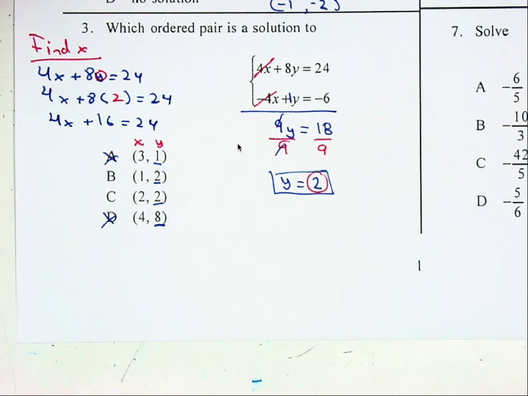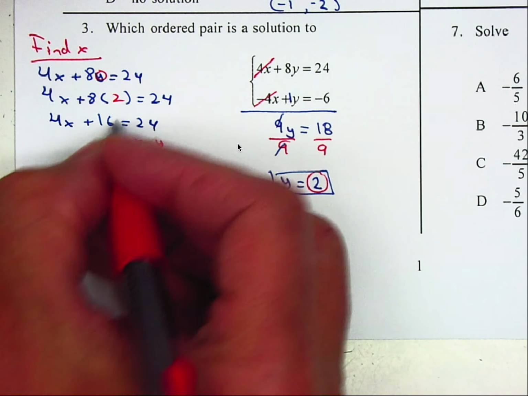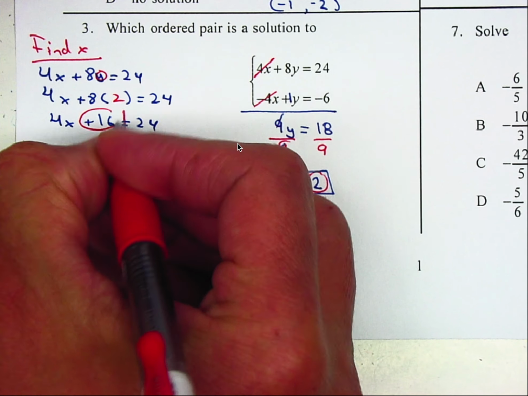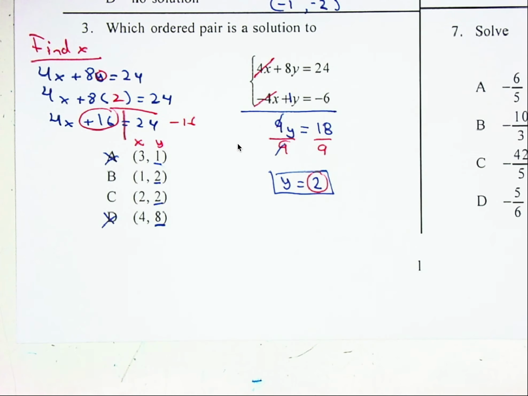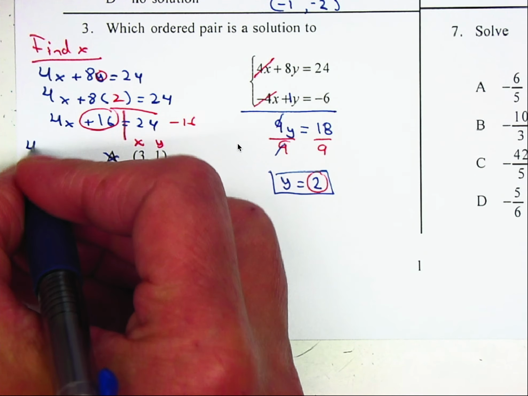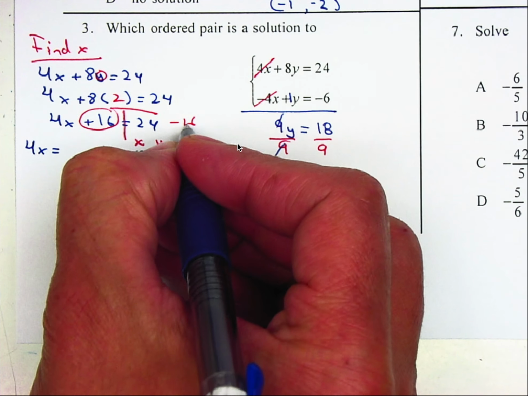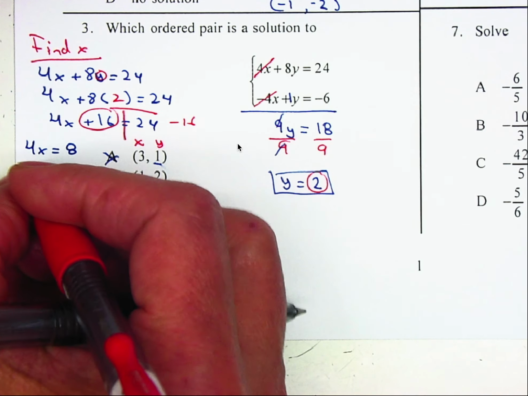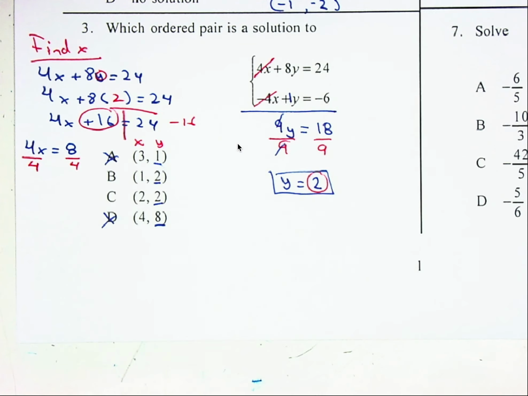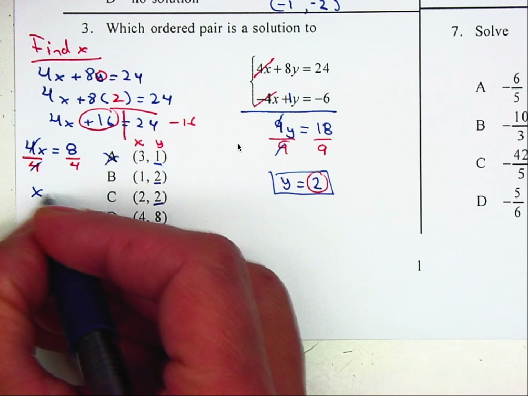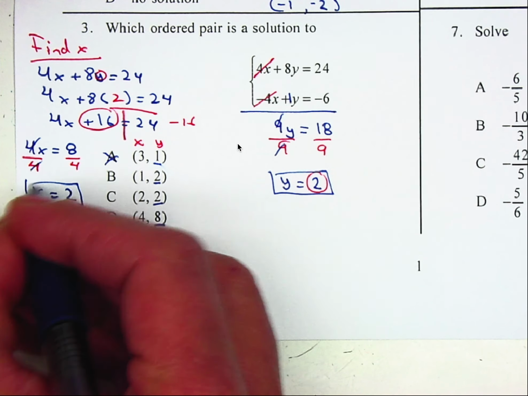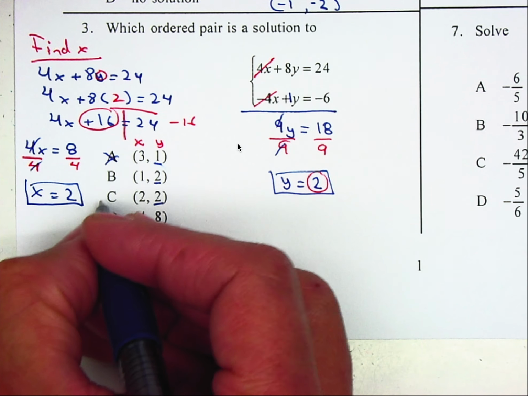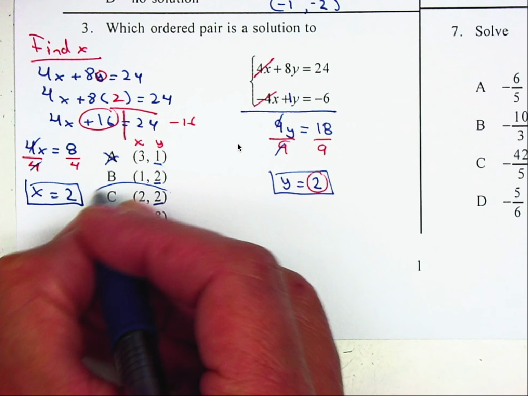And from there, I'm just going to solve. We have a simple equation. Move the 16 to the right, becomes a -16. So therefore, 4x is equal to 24 minus 16 will give me 8. Now I can divide by 4, divide by 4. 4's cancel, x is equal to 2. So therefore, my x value is 2, so my answer is letter C.